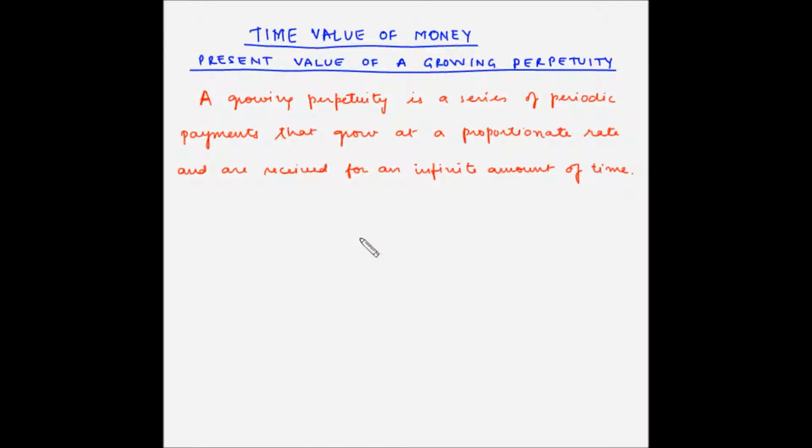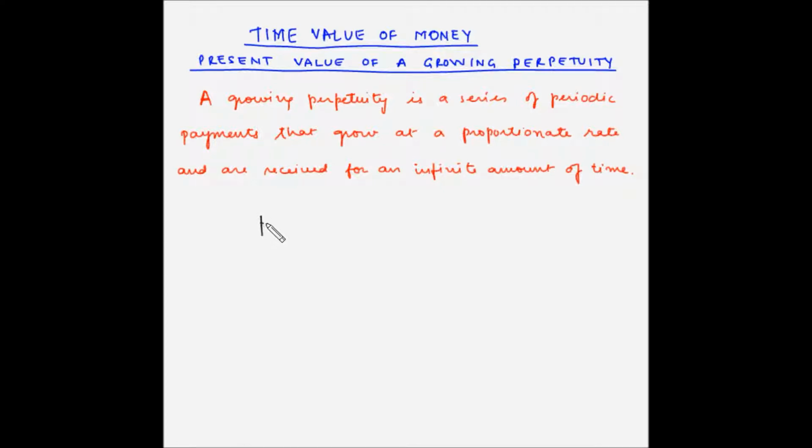A growing perpetuity is a series of periodic payments that grow at a proportionate rate and are received for an infinite amount of time. So consider a growing perpetuity as a growing annuity which does not have an end date.